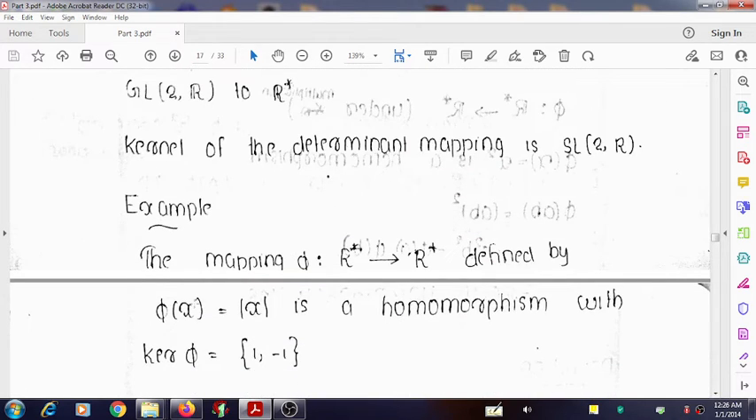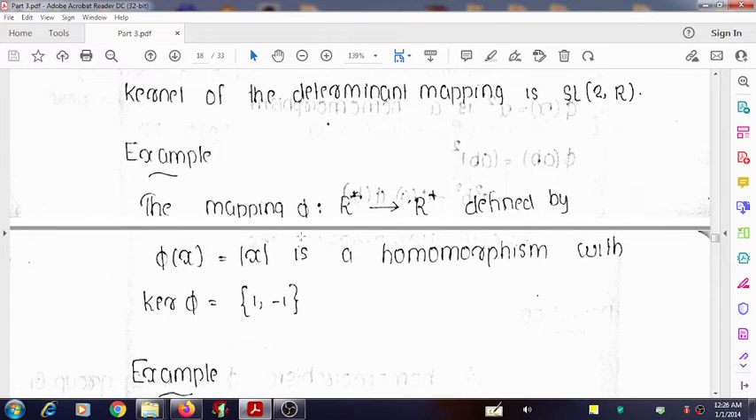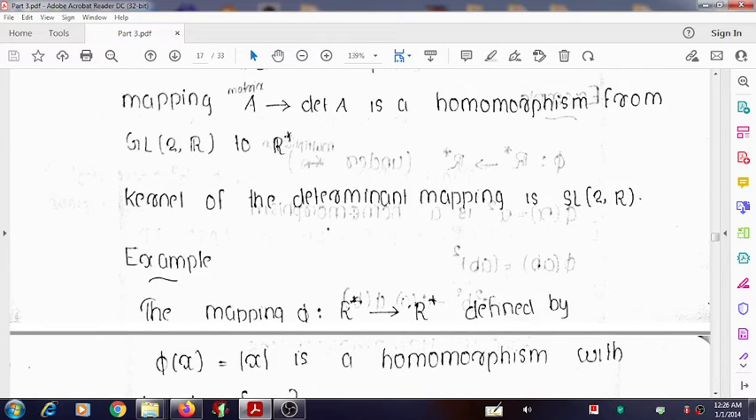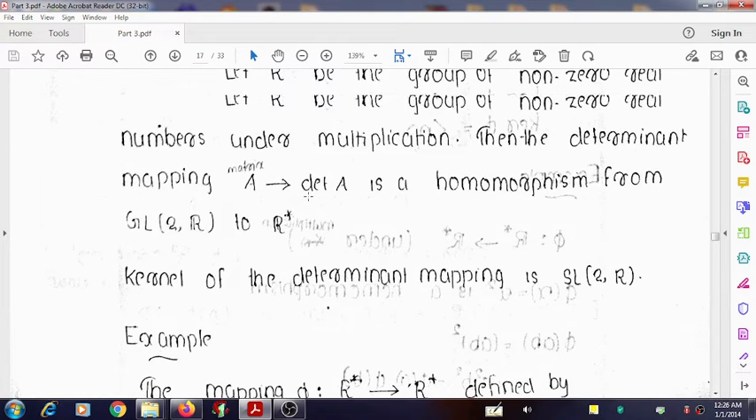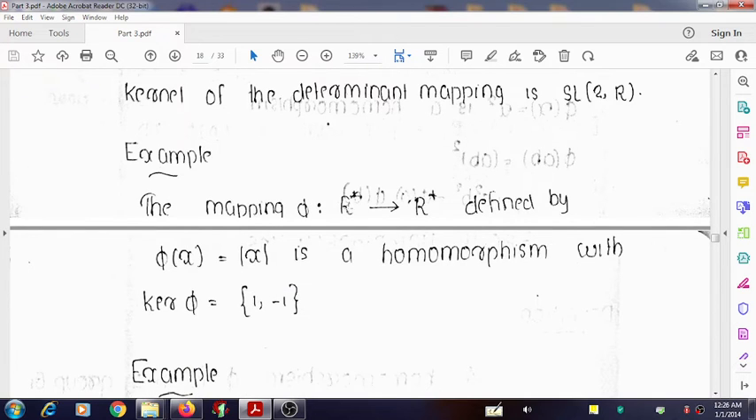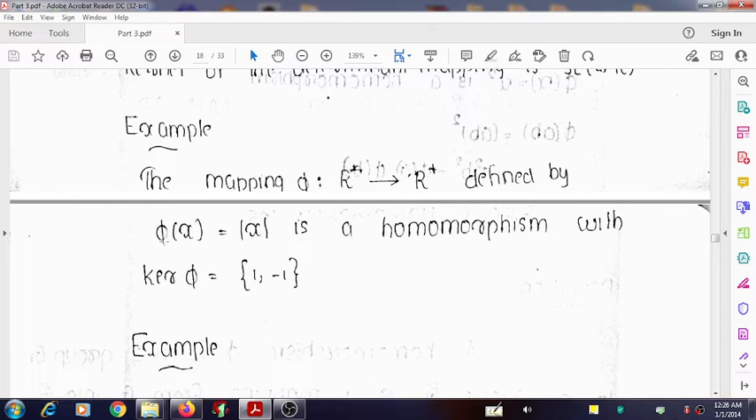Next example. Here we consider the mapping phi from R star to R star. R star has the meaning which is explained already in the previous example. So from R star to R star, we define phi of x equal to modulus of x. That is the function.